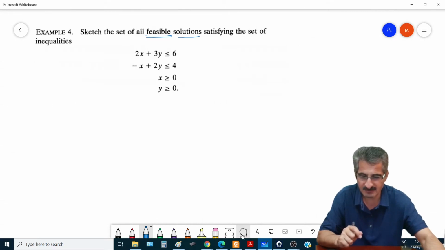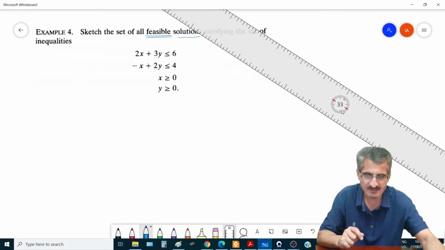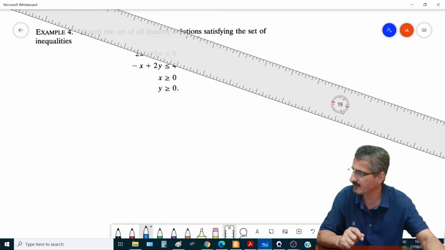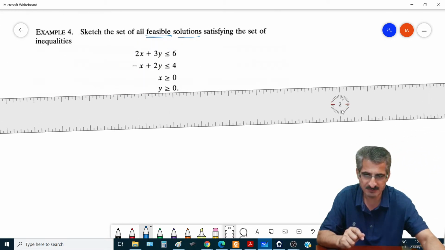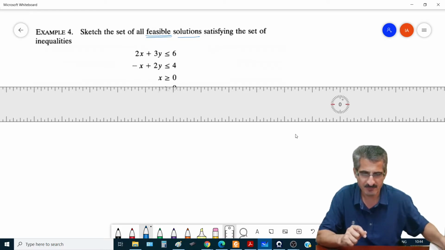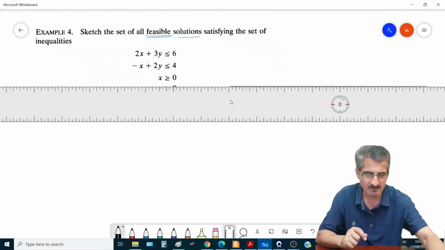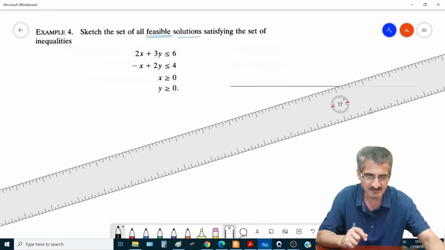So let us draw that. X-axis. Actually, is it ready? Is it ready from the book? Okay. No, let's do it on our own. Okay. This is the x-axis. Now the y-axis.